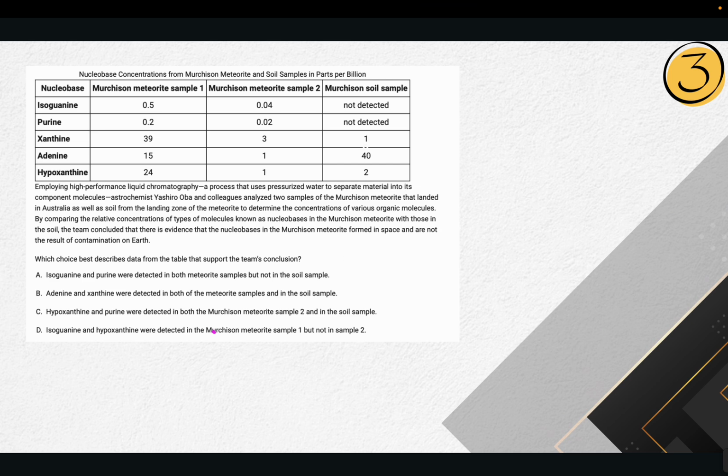So guys, this is the Murchison meteorite sample question, and this is the graph first of all. I'm going to give you guys 1 minute to solve it, and the timer starts now.